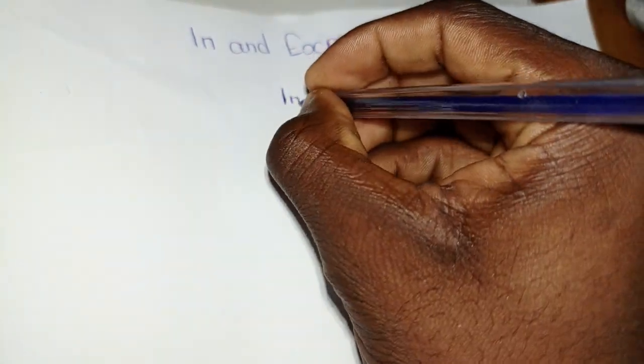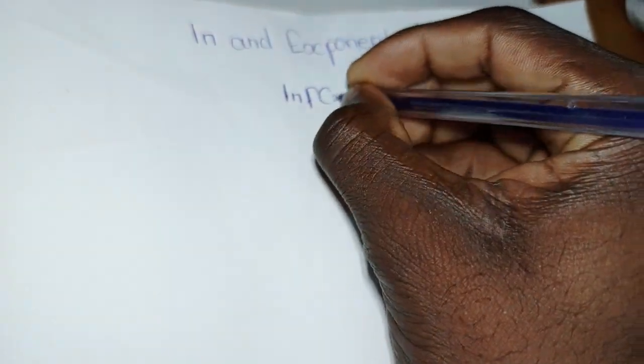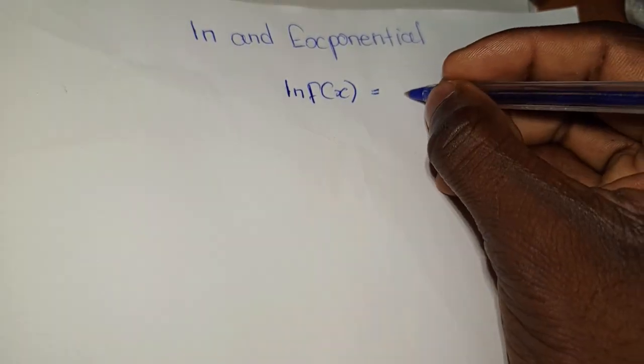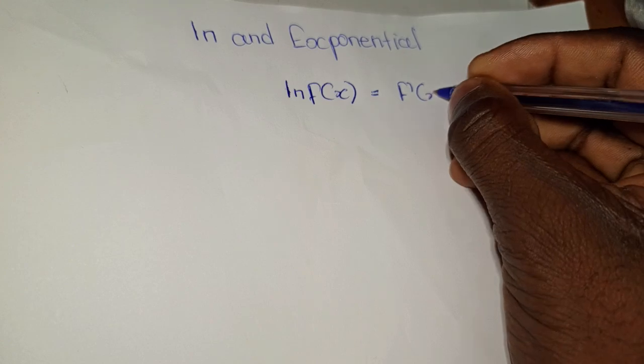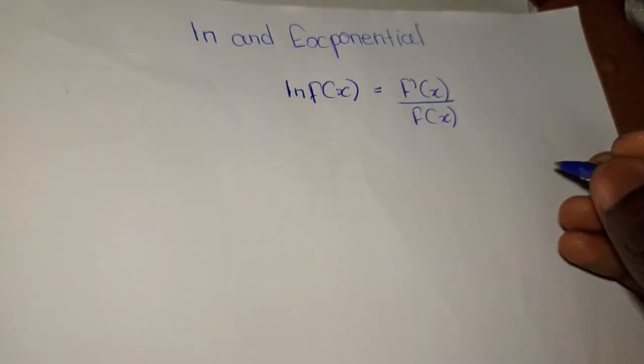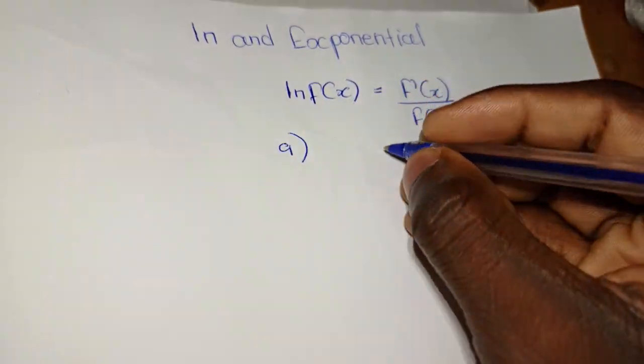So today we'll be looking at the differentiation of ln together with exponential functions, where if you have been faced with a function in ln where you are told to differentiate, the derivative of this function is the derivative of the function over the original function. So with us we have one example.